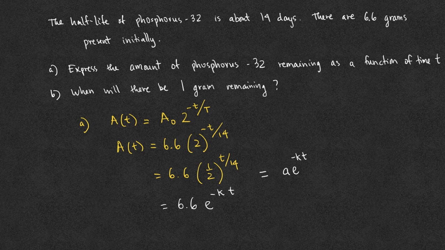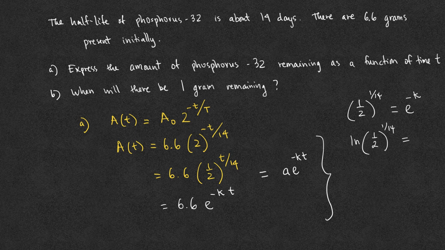What this means is that when we compare these two equations, 1/2 to the 1 over 14 power needs to be the same as e to the negative k. We then ln both sides of this equation to get ln of 1/2 to the 1 over 14 equals ln of e to the negative k. Negative k is therefore negative 0.0495.